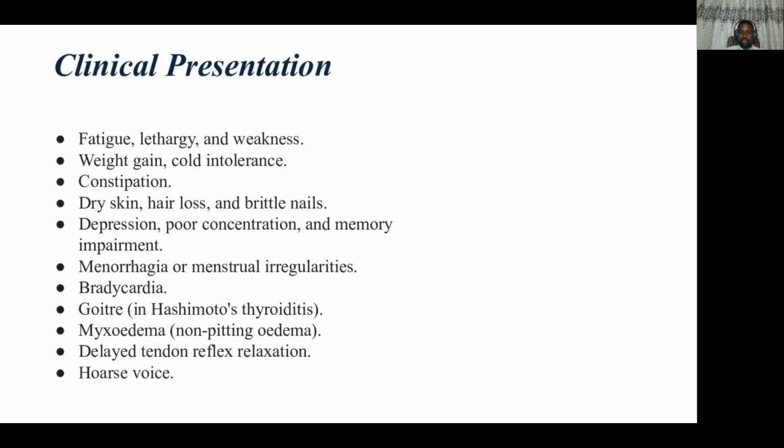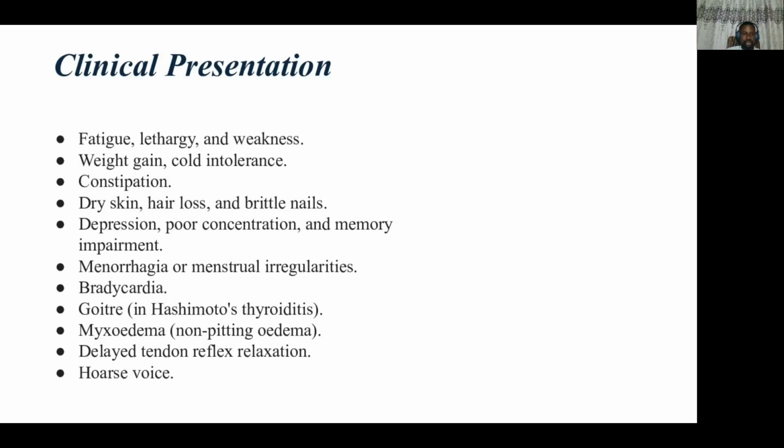Like we said during our discussion on hyperthyroidism, you have to take a detailed history, right? Then do a very comprehensive exam before moving on to the investigations. Now, a patient with hypothyroidism would likely present with fatigue, lethargy, and weakness. Patients can present with weight gain and cold intolerance. This is because of a very decreased basal metabolic rate.